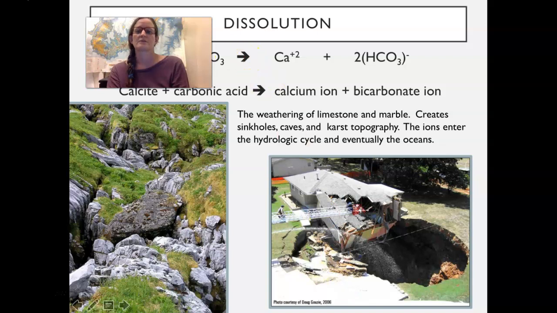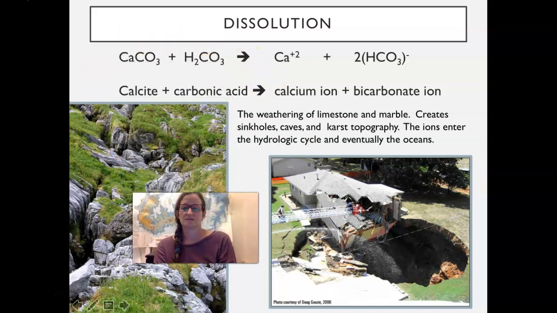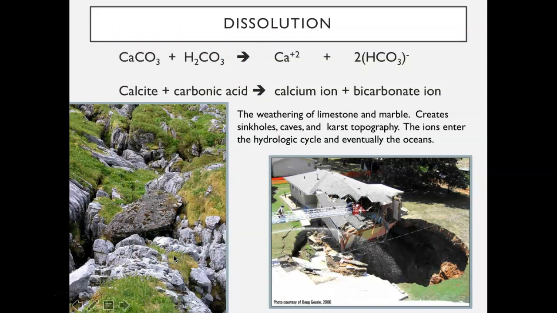Okay, here's the first example. This is dissolution. Dissolution is a reaction between CaCO3, which is the mineral calcite, and carbonic acid, H2CO3. You can see in that chemical formula where that is carbon dioxide plus H2O, water.